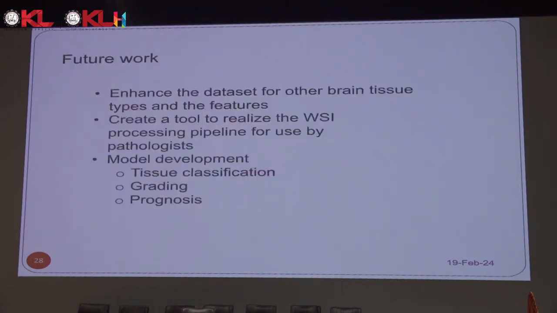In future work, we have just 8 or 10 slides. We're going to enhance this for brain tissue types and other brain tissues and other subtyping also. So we are creating a tool to realize the WSI processing, because we want to help NIMHANS have something which will be of use to them. We are trying to build a pipeline which they can use. And of course, in model development, we'll have to do tissue classification, grading and prognosis.